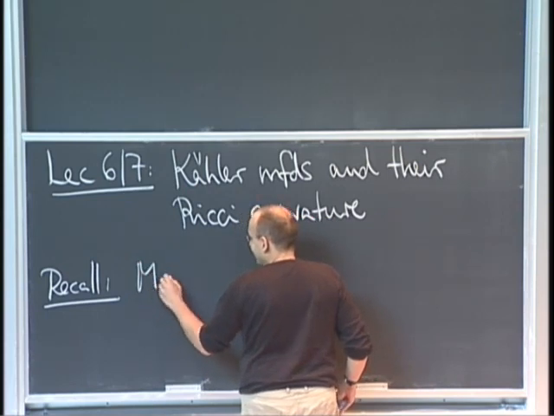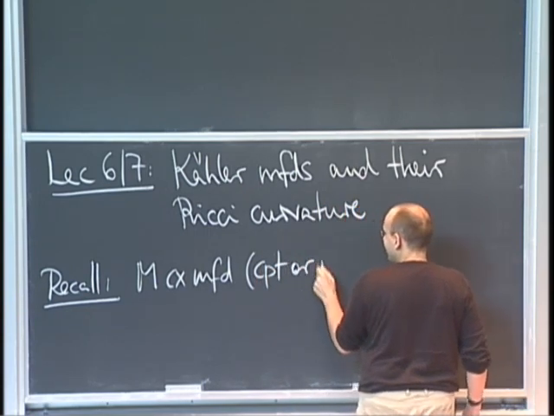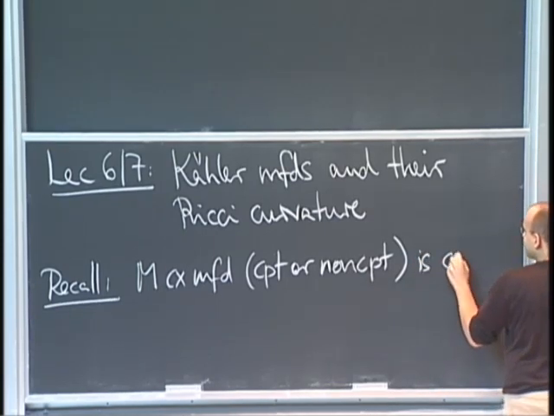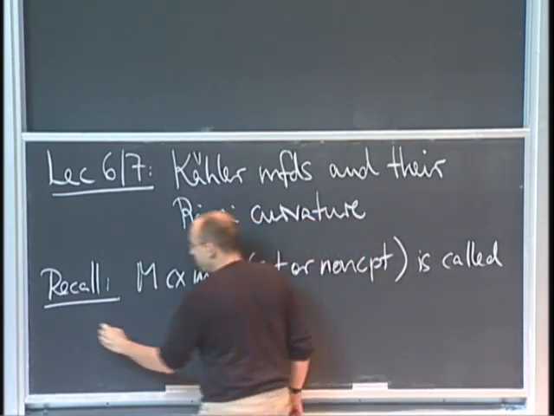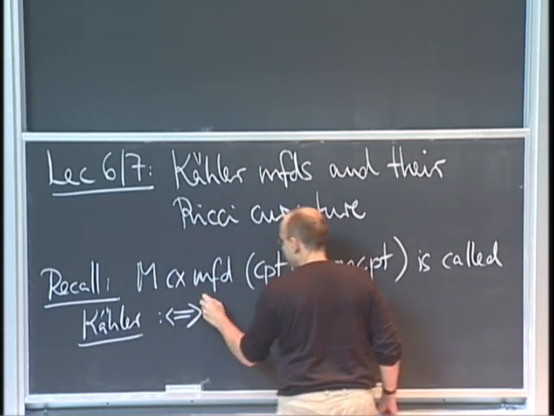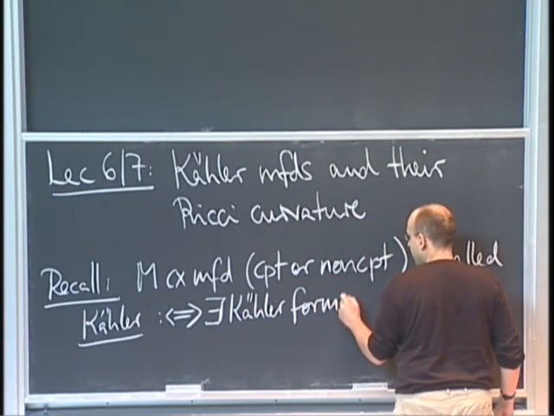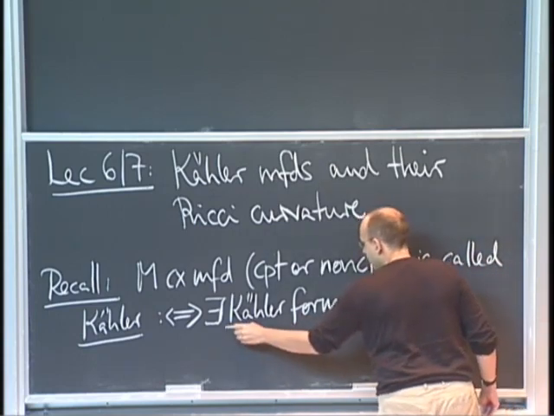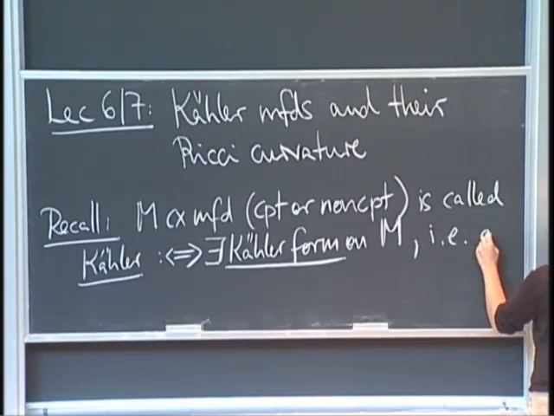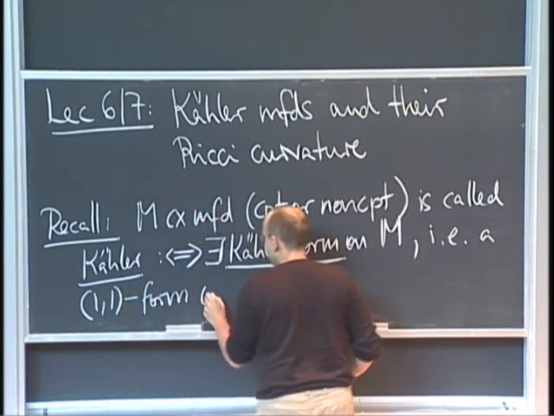Okay, so the definition I gave was that if you have a complex manifold, so that could be compact or non-compact, then this is called Kähler if it has a Kähler form, and the Kähler form, by definition, is a 1-1 form, omega.